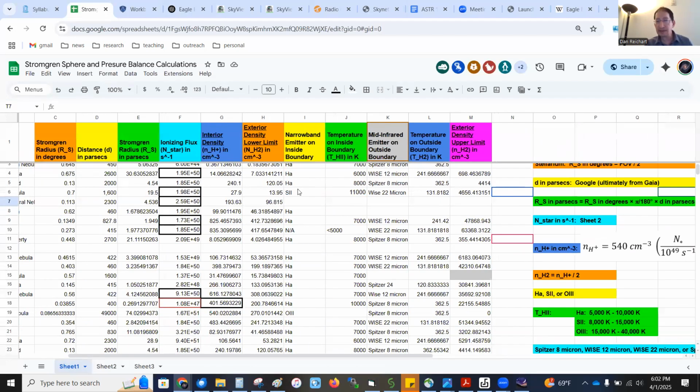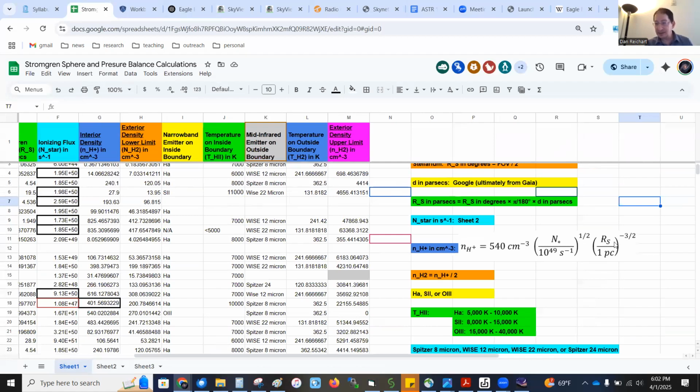And then you can calculate the interior density using this equation. R sub S is in parsecs. N sub star is in inverse seconds. Again, be careful with the fractional exponents. When you type this into a calculator, you've got to put that in parentheses, or just convert this to the 1/2, this to the minus 1.5. I'm sorry, this to the 0.5, this to the minus 1.5.